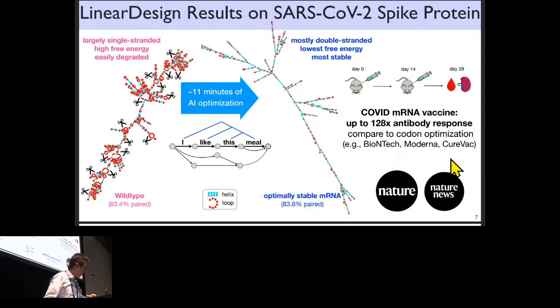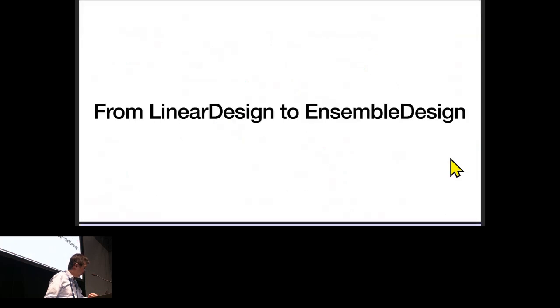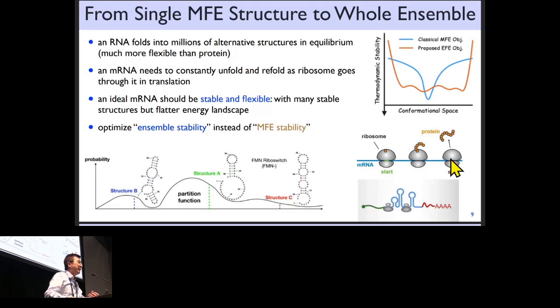But today I'm going to extend it to something more interesting, which is ensemble design. So what's the difference between linear design and ensemble design? Well, as you all know, RNAs are much more flexible than proteins. They fold into many different structures, millions of alternative structures in equilibrium.